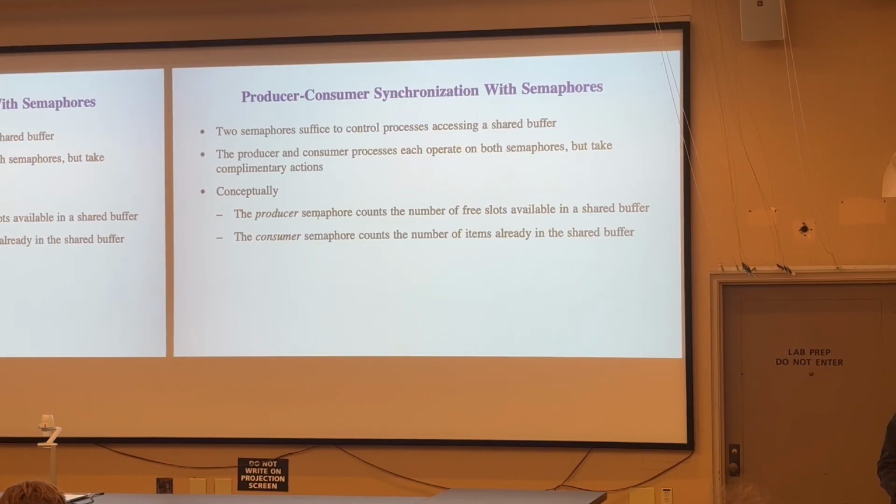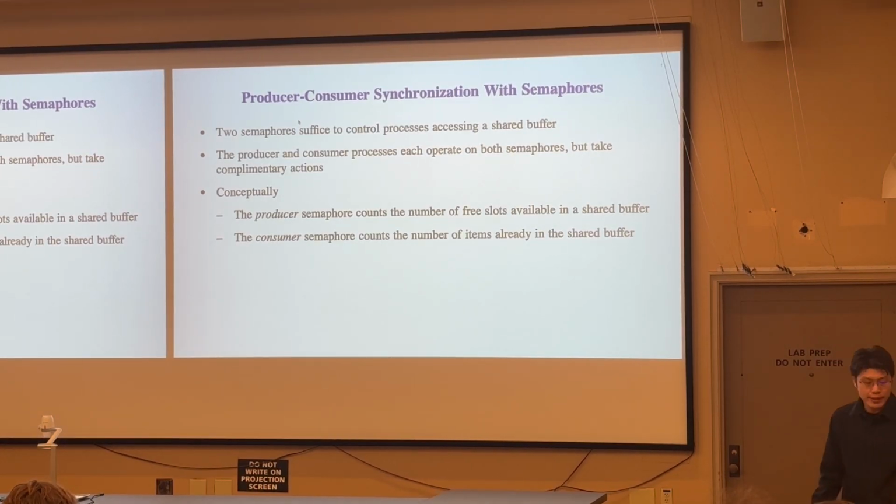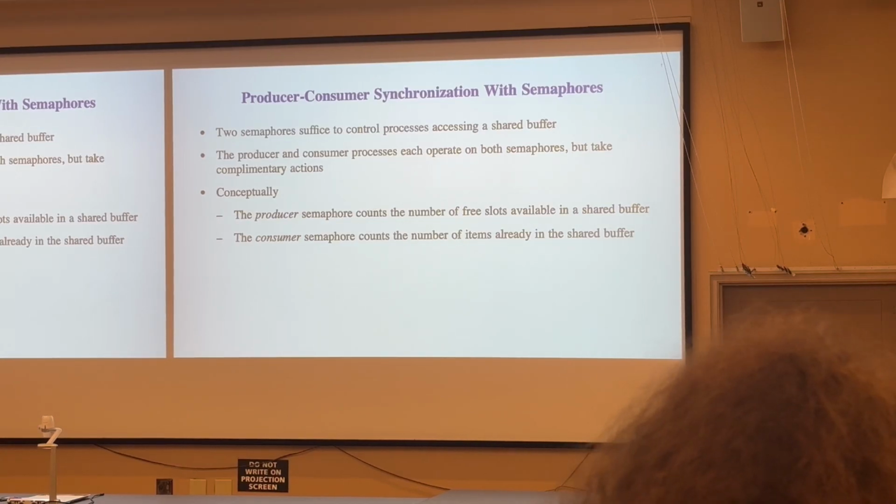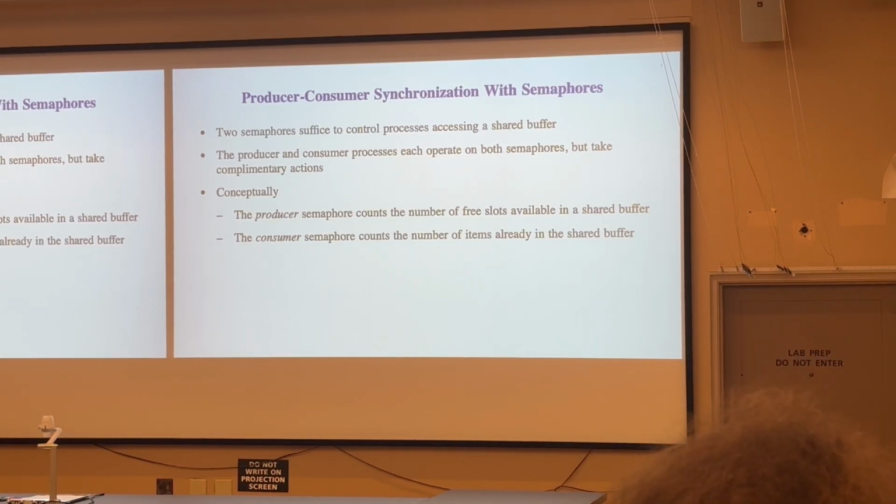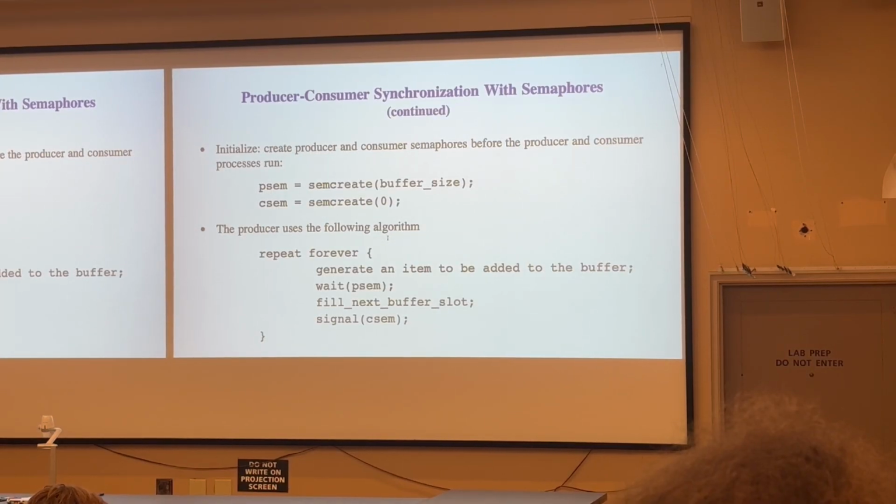Okay. The other pattern is using semaphores to do producer and consumer synchronization. You have two semaphores that control processes accessing a shared buffer. The producer and consumer each operate on both semaphores but take complementary actions. The producer semaphore counts the number of free slots available in the shared buffer, and the consumer semaphore counts the number of items already in the shared buffer. Right? So this is the example of producer-consumer synchronization with semaphores.